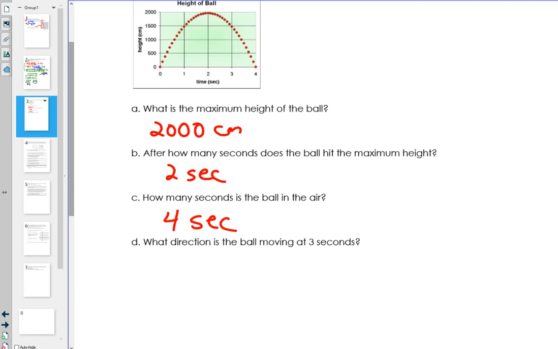And in which direction is the ball moving at 3 seconds? So if we look at 3 seconds, and this is the path of the ball, where is it headed? Yeah, at 3 seconds, it's already coming back down. Gravity has already taken effect.